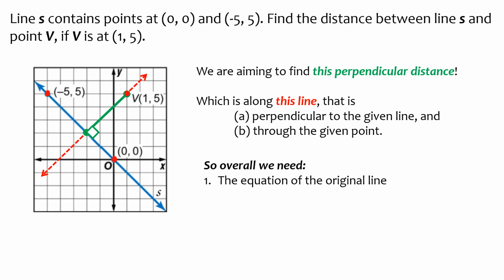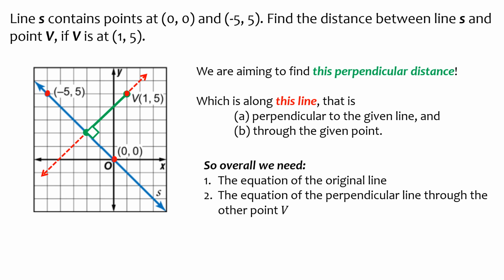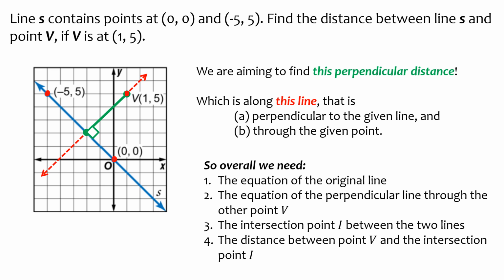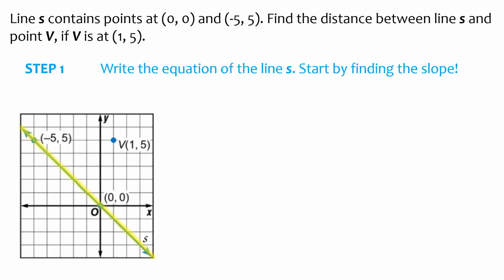First of all, we need the equation of the original line, S. We also need the equation of that perpendicular line that goes through the other point V. I need to know where exactly the two lines intersect, because if I know point V already, it has coordinates 1, 5, and then I figure out that intersection point, then I can use my distance formula to figure out how far apart that intersection point and point V actually is. So that's the overall task, right? We're going to walk through this example though.